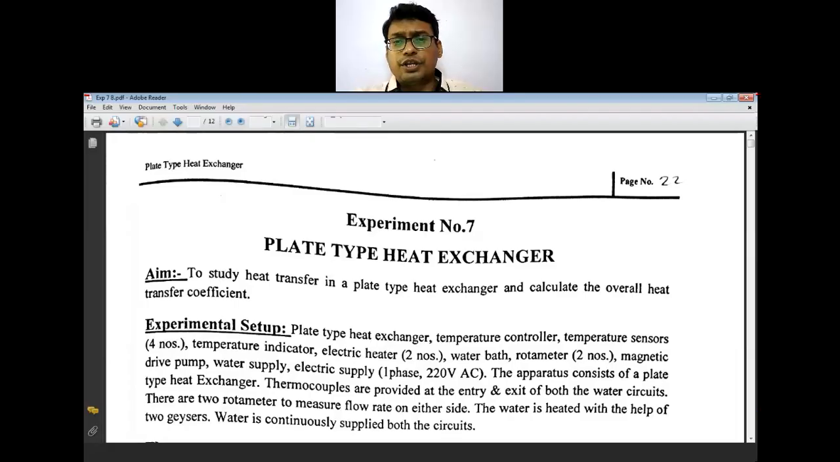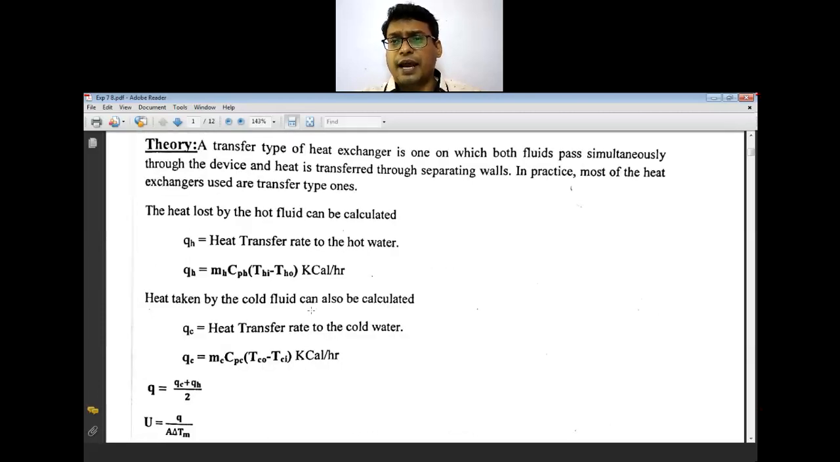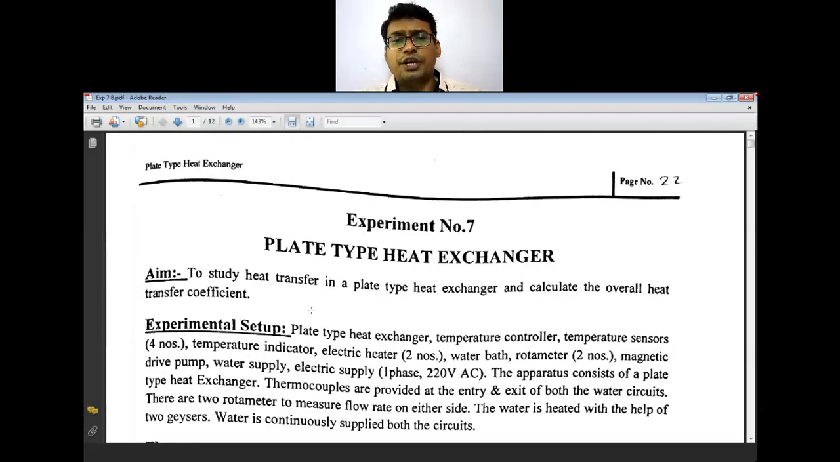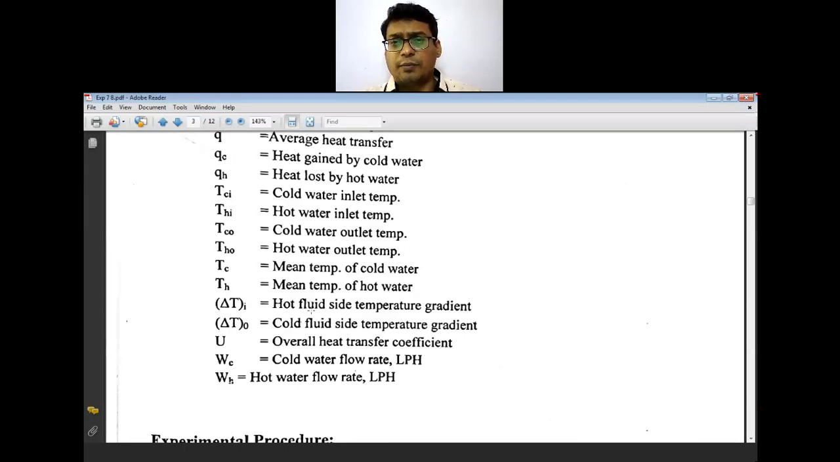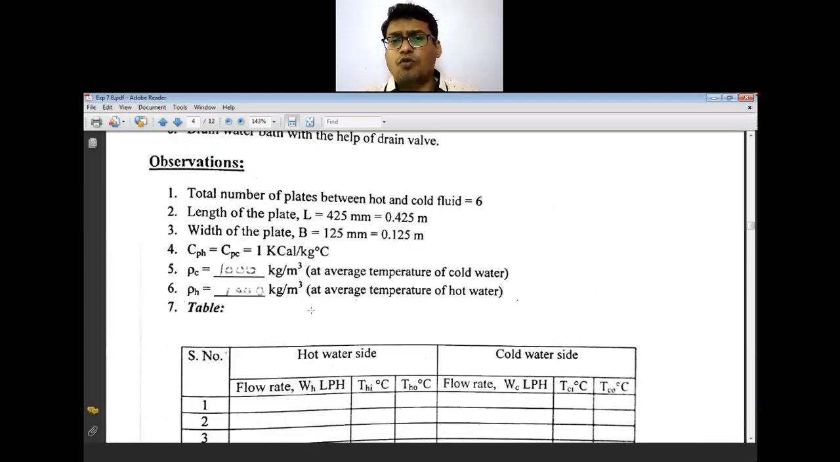So coming to the calculation part of a plate heat exchanger, the aim is to study the heat transfer in a plate type heat exchanger and to calculate the overall heat transfer coefficient. A hot water fluid is available and a cold water fluid is also available. So hot side fluid and cold side fluid, two fluids are there.